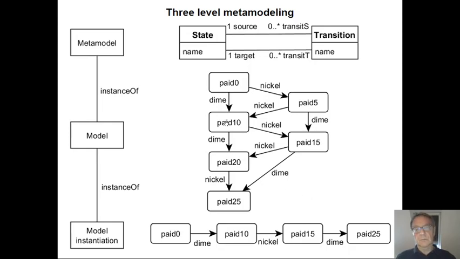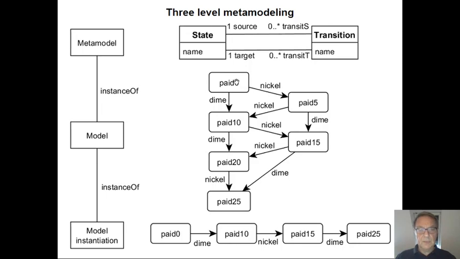And you see the states are named according to the sum that is already paid. So the states are called paid 0, paid 10, paid 20, paid 25, and there are two other states, paid 5 and paid 15. And one run through the state machine, you see it over here. So first a dime, then a dime, and then a nickel. So you have paid 25.